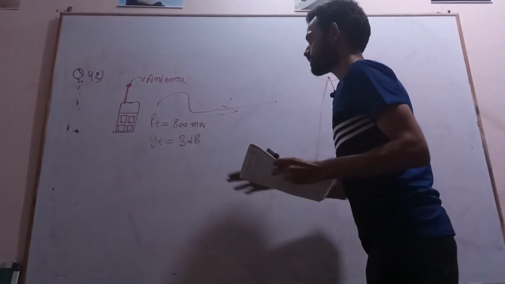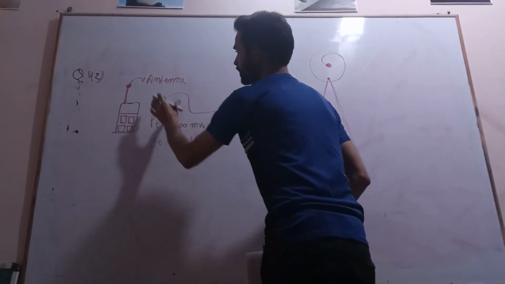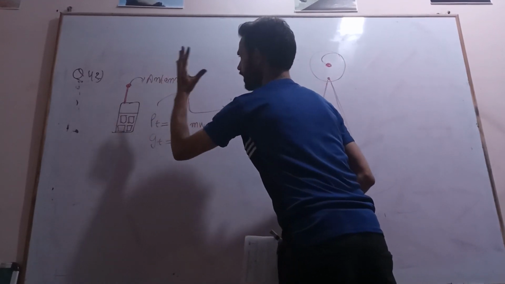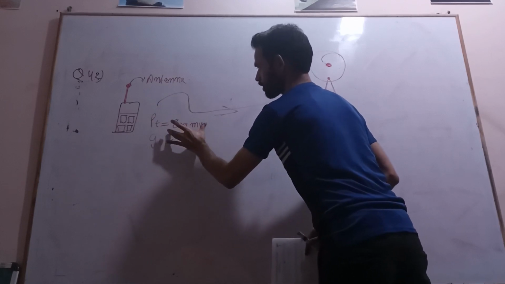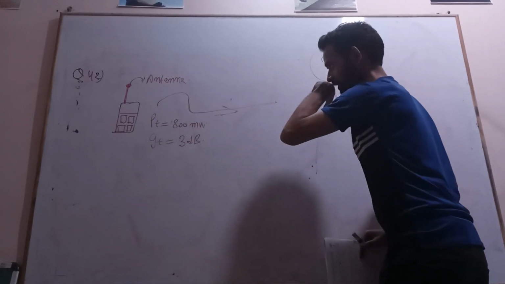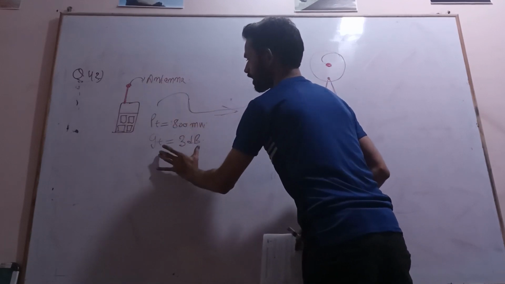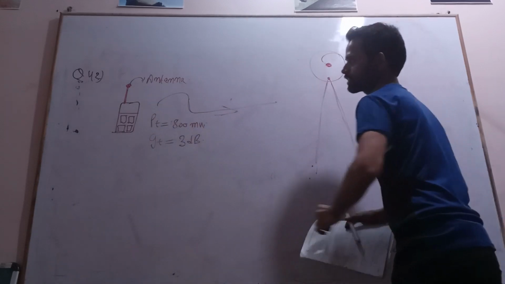This is my transmitting gain, the transmitting gain of an antenna, and this is the mobile. From the mobile we are transmitting a signal. This mobile is operating at this power, 800 milliwatt, which is 0.8 watt. This is the transmitting gain of the antenna of the mobile phone.